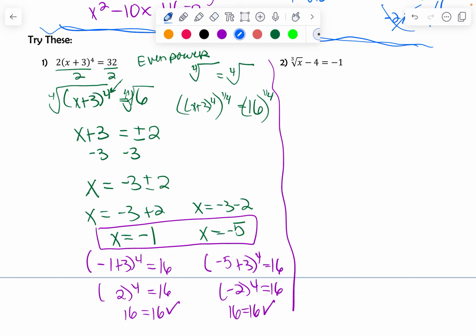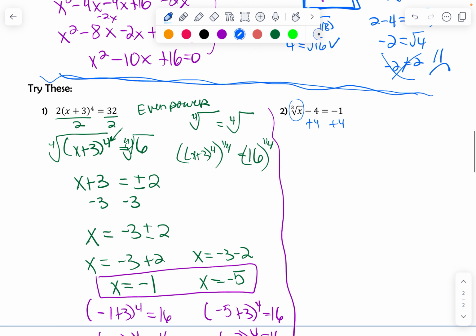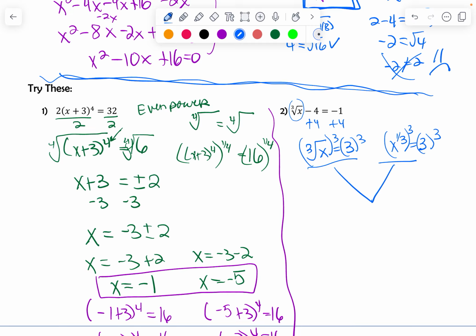Okay, so this next one, I need to get the x stuff by itself. So I'm going to add 4 to both sides. And I get the cube root of x equals 3. This is really like saying x to the 1/3. To undo that, I would have to cube it, since cube root and cubed are opposites. Whichever way you want to write it, I don't care. So then x equals 3 cubed, which is 27.